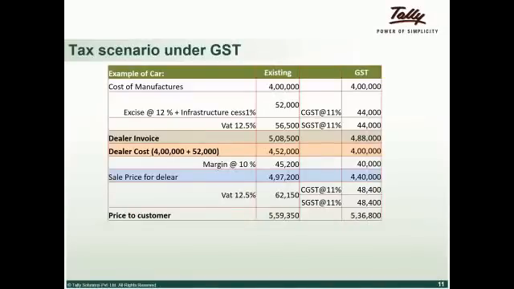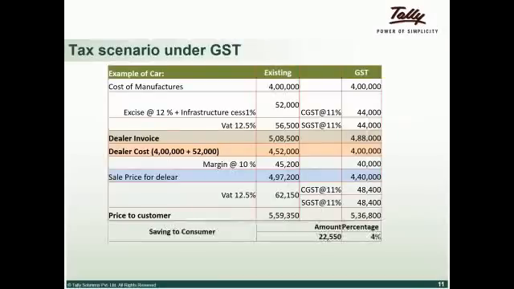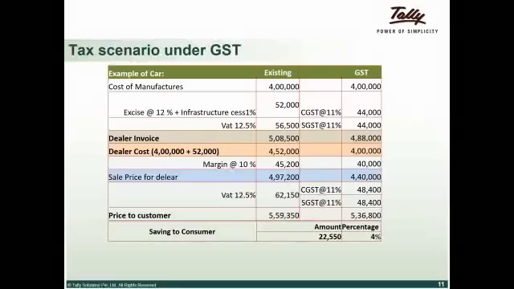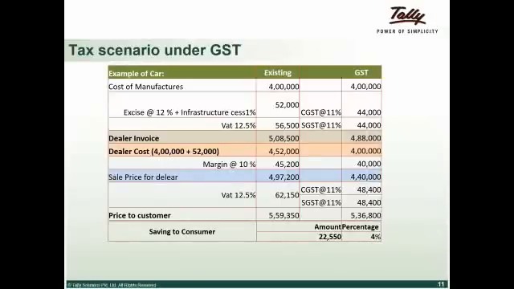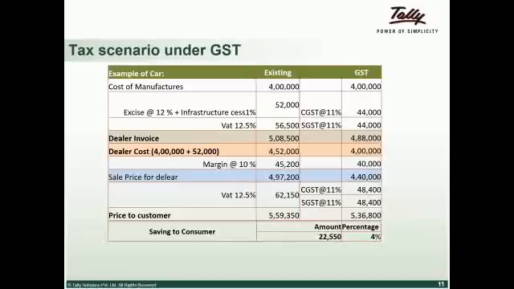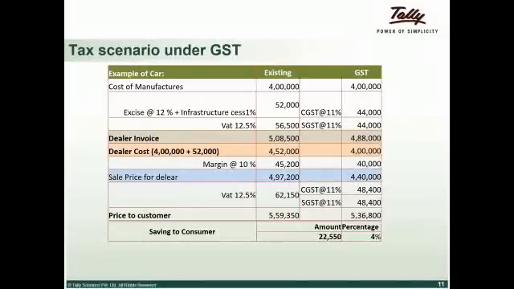Now he had some margin of 10%, which is 40,000 rupees. Now the sale price to the dealer becomes 4,40,000, and he is going to charge 22% GST, which comprises 11% CGST and 11% SGST, which is 48,400 and 48,400. So finally the price to the customer, you will see, is 5,36,800. So if we just take this saving to the customer, again I'm saying indicative, if you are planning to buy a car, you can definitely wait till GST comes. It's going to be beneficial.